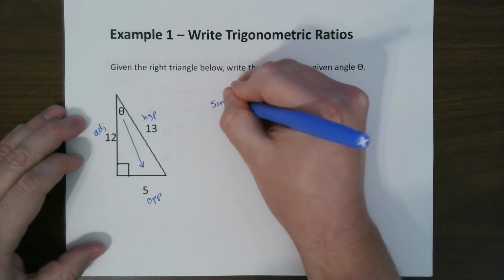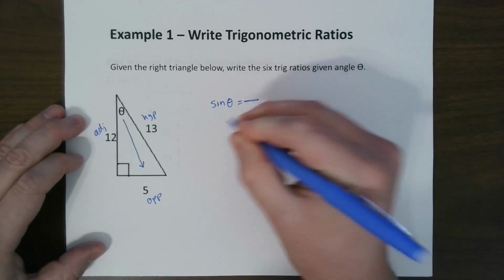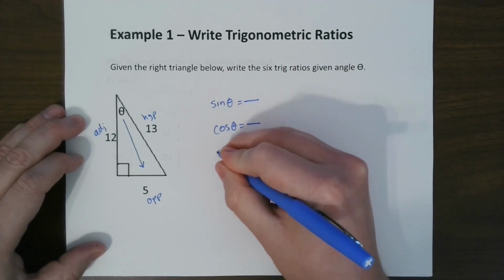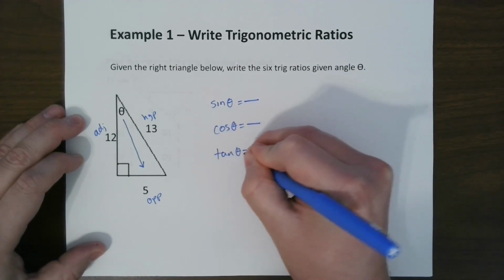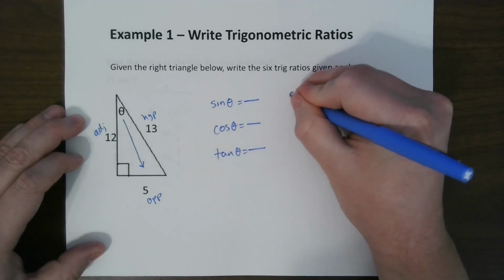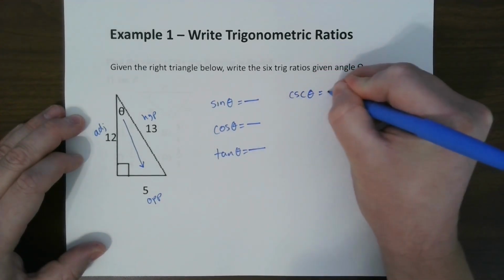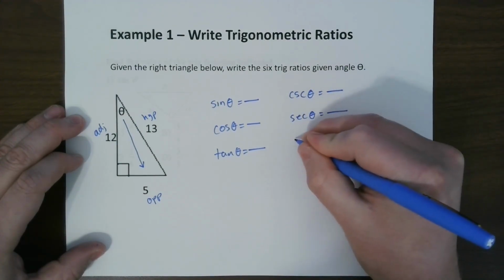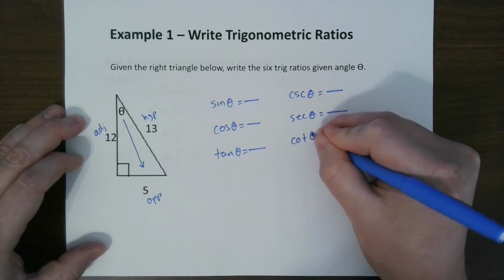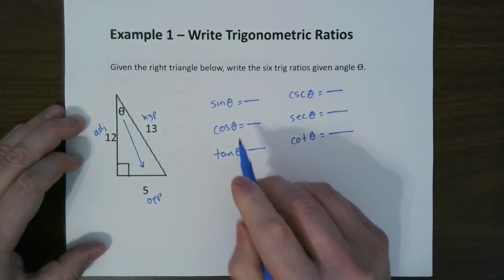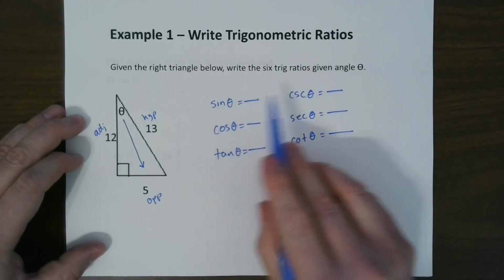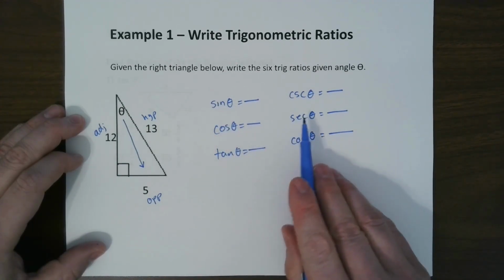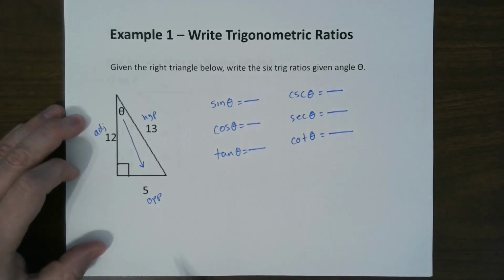So sine of theta equals blank, cosine of theta equals blank, tangent of theta, and then we're going to do cosecant of theta, secant of theta, and cotangent of theta. If you notice, everything is attached with a co. So sine goes with cosecant, cosine goes with secant, tangent goes with cotangent.